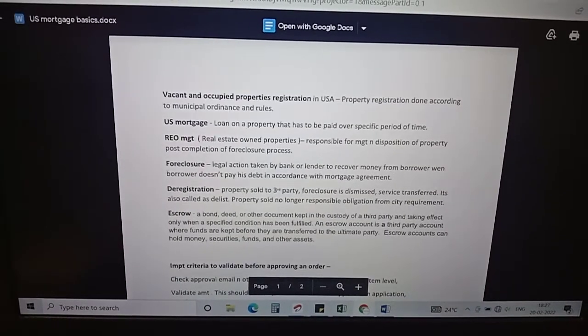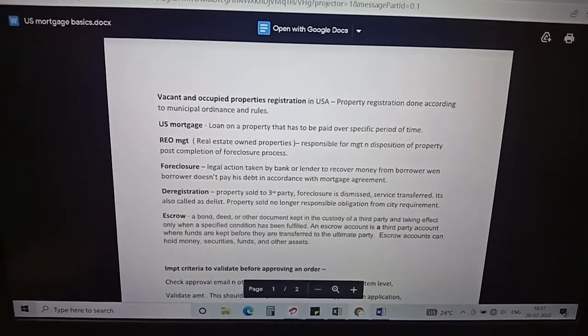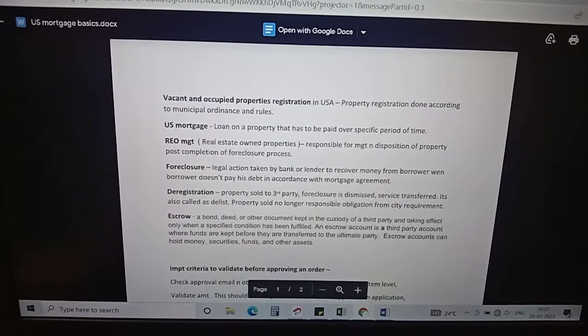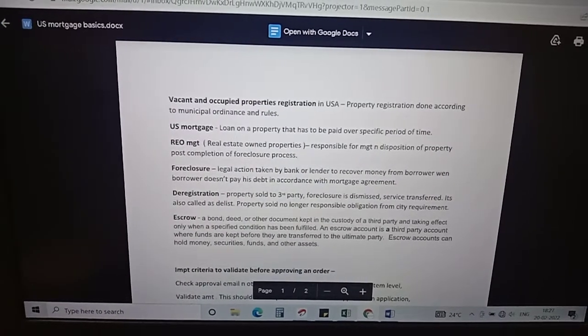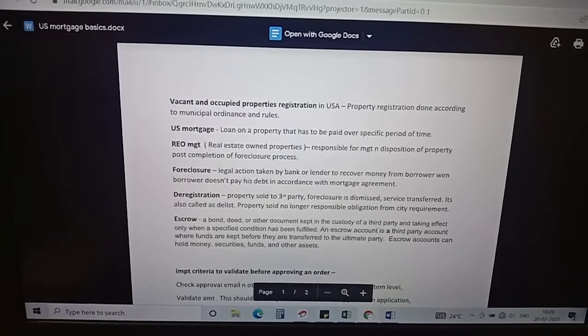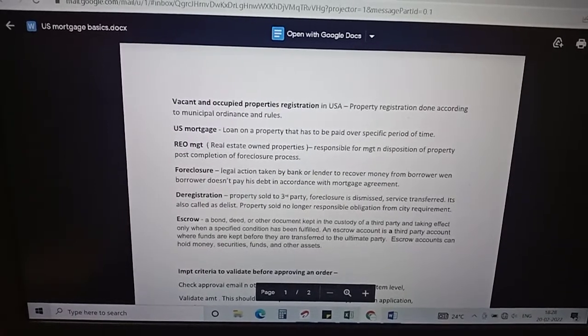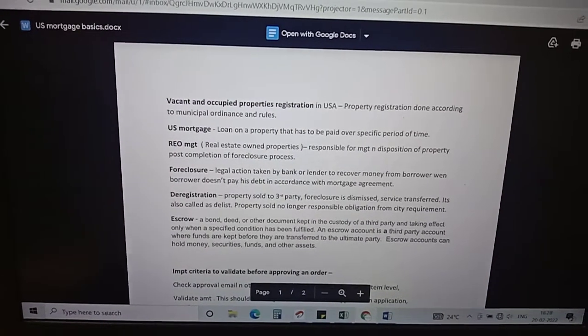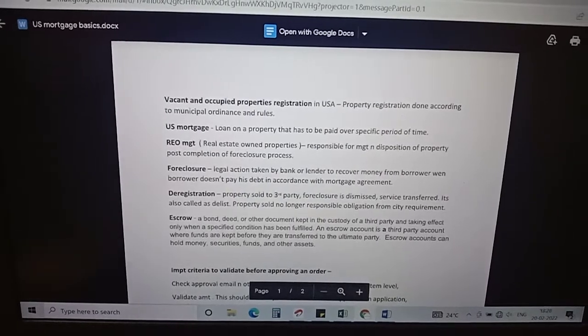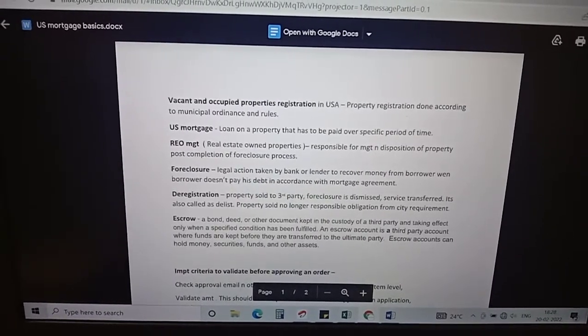So here I'm going to tell about the basics of mortgage. First of all, in mortgage the T is silent. You have to pronounce it as "morgage", not with the T. Many people pronounce it in a different way, so I hope you are aware as of now.